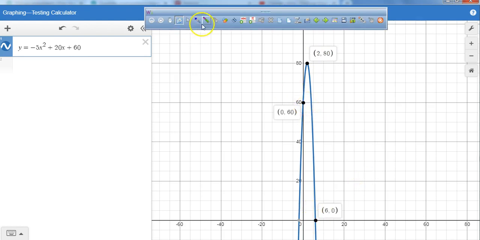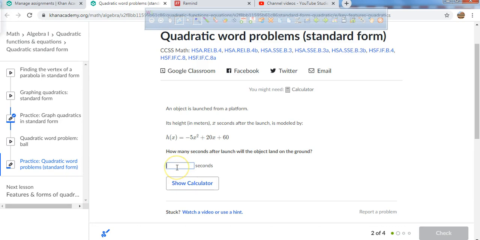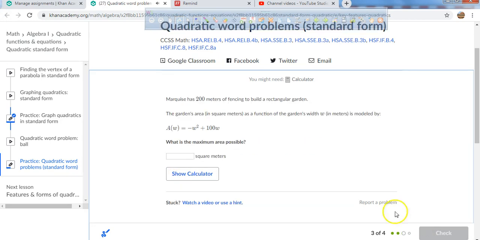So these are the three points that they're going to be asking you about. Either they're going to ask you a question that deals with the y-intercept, they'll ask you a question that deals with the vertex, or they will ask you a question that deals with the 0. In our particular question, it asked us about the 0. So we're going to go up here. After 6 seconds, it hit the ground. Let's go on to the next question.